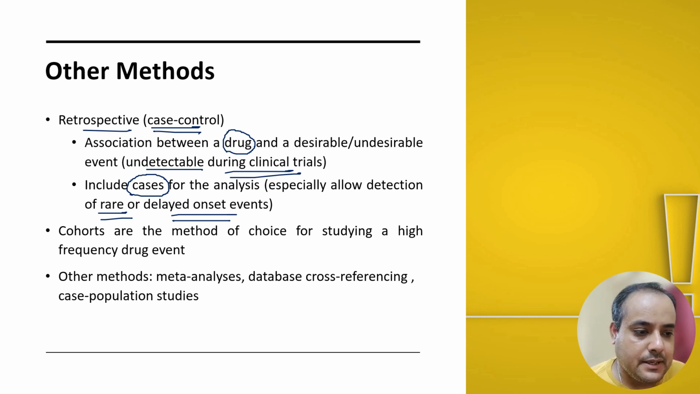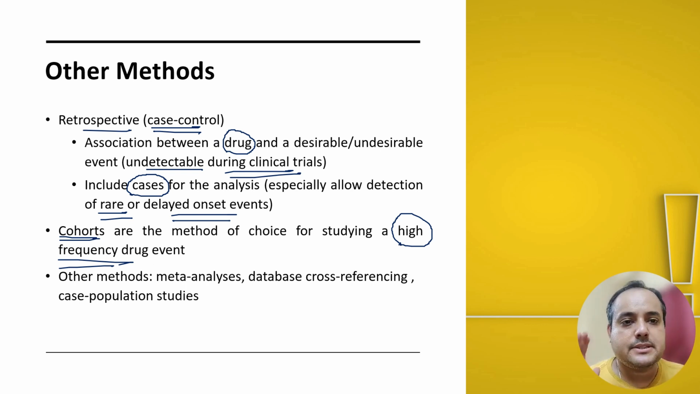The second part is that we can also have the cohort studies. Now cohort studies are the method of choice in case of any event which is occurring in high frequency, the high frequency drug event. For the purpose of those studies, we can do the cohort study. Now, cohort basically means a group of individuals who are sharing the same characteristics.